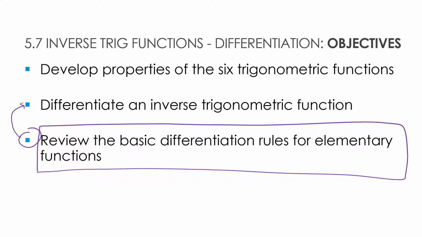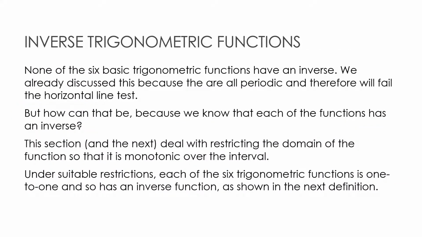So the first thing we'll do is develop the properties of the 6 trig functions, and then we'll differentiate an inverse trig function. So essentially we have the 6 trig functions that we already know, and we know how to find the derivative of each of them. We've talked about that way back, I think, in chapter 1 or chapter 2. Now we're talking about having the inverse, and what I'm going to want to do is find the derivative of the inverse of the function. Now, we know to have an inverse, our function needs to be monotonic, and none of our trig functions are monotonic. So how do we get around that?